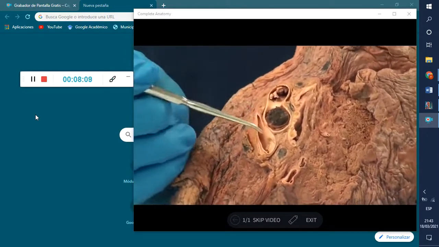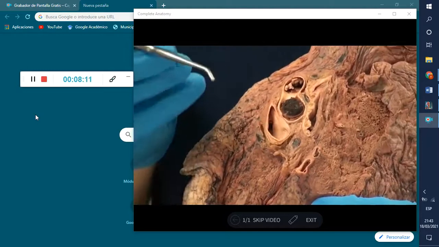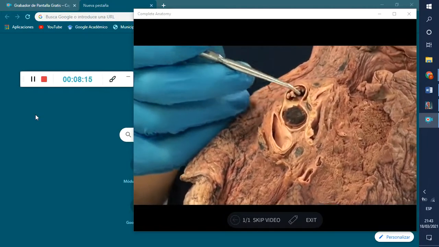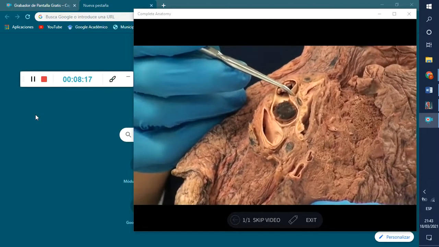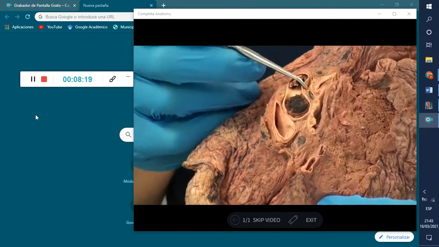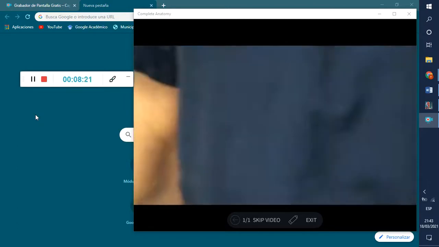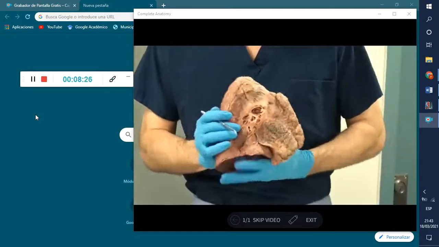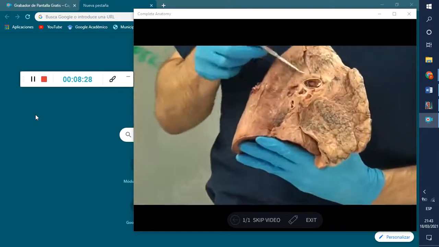And here we see a pulmonary vein. And in between the pulmonary artery and bronchus, we see the small bronchial artery, which most likely will not be visualized on video. Going on to the left lung, we see the hilum here.